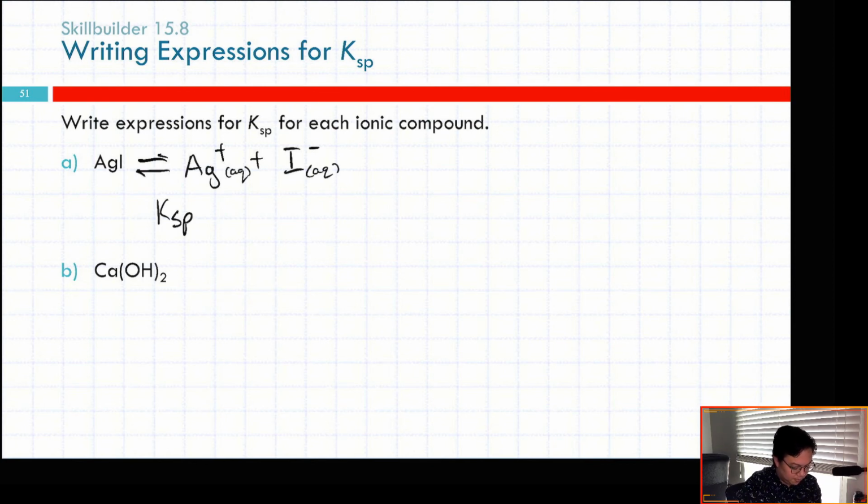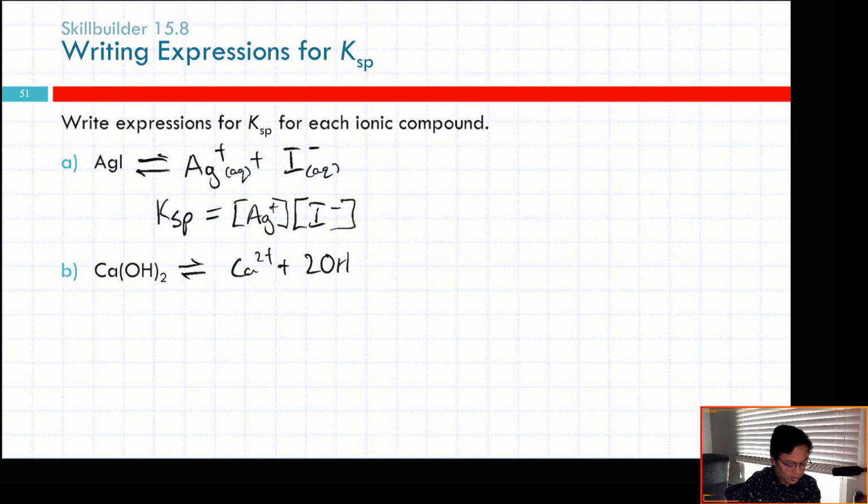So our KSP is just based on those ions. We're going to have Ag plus multiplied by the molar concentration of I minus. And that's it for the KSP for silver iodide. For calcium hydroxide, again, write out what the ions are going to be and balance it. So Ca2 plus and 2 OH minus, because we have 2 hydroxides. And so our KSP is going to be the Ca2 plus molar concentration and the OH minus molar concentration. And just like with our other equilibrium constants, we're going to take that 2 and use it as an exponent.